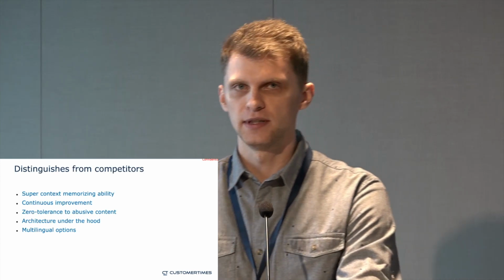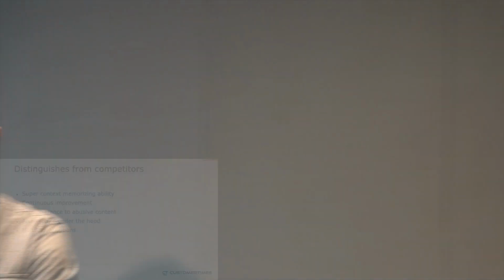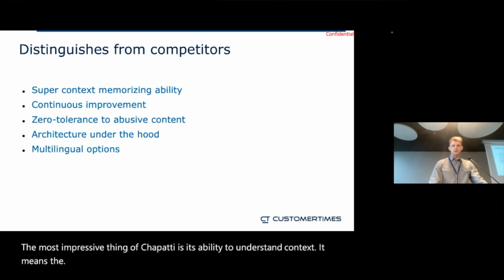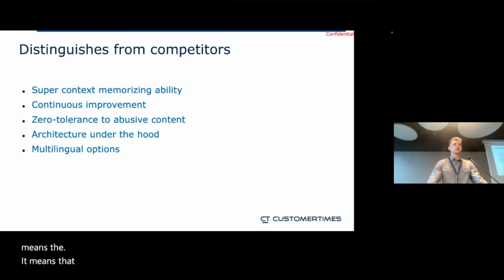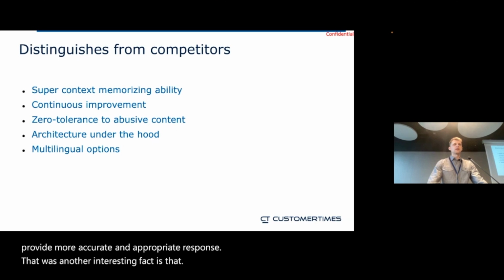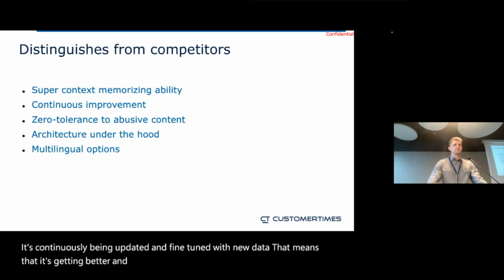The most impressive thing of ChatGPT is its ability to understand context. It means that it takes into account what it has seen or written before and provides a more accurate and appropriate response. Another interesting fact is that it's continuously being updated and fine-tuned with new data. That means that it is getting better and more accurate over time.